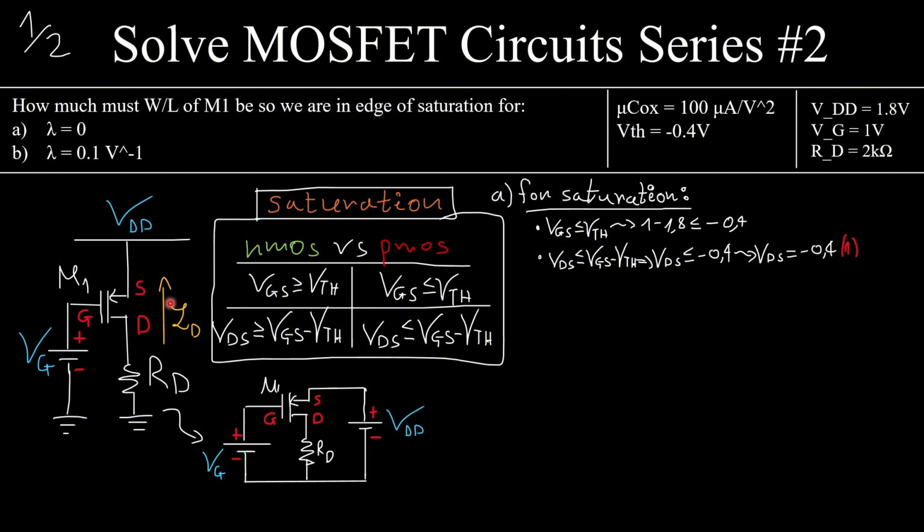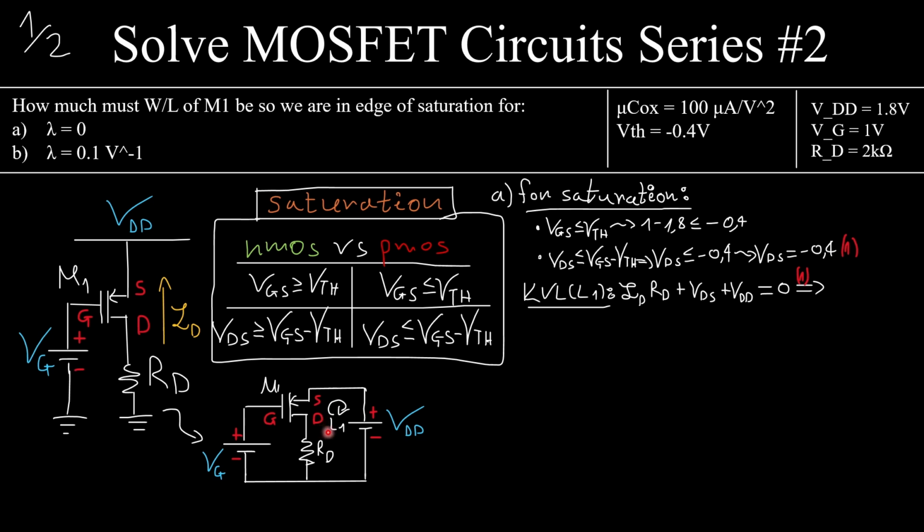VDS, how much is VDS? I don't know yet, so I leave it like this. How much is VGS? Well, I found it earlier, all right? 1 minus 1.8, it says minus 0.8. How much is VTH? Minus 0.4, all right. So it's minus 0.8 plus 0.4 over here.